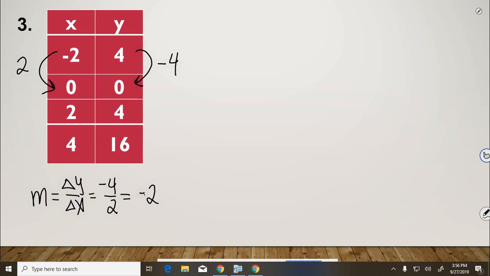Let's check it with some other points. If we went from 0 to 16, we'd be going up 16. If we went from 0 to 4, we'd be going up 4. Well, 16 over 4 gives me a slope of 4. Wait a minute. This is not going to work out because the slope is not consistent here. So this is actually not a linear function.